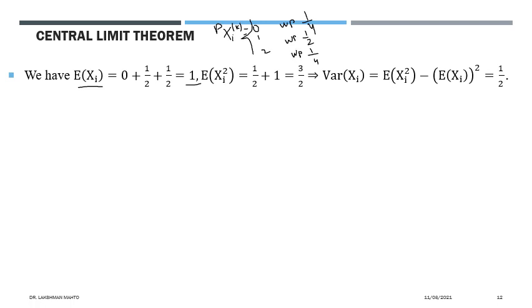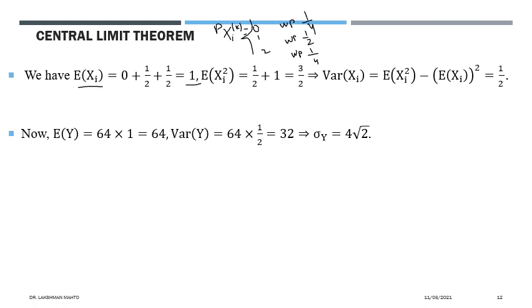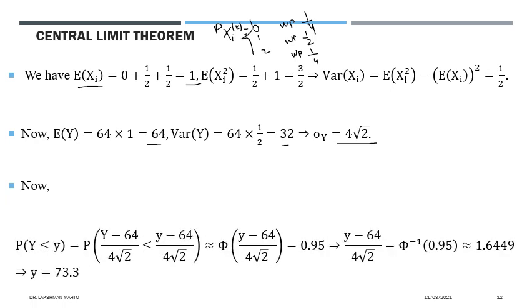So we see that the mean of Xi is 1 and the variance of Xi is 1/2. Using this, we can calculate the mean of Y. Since the Xi are independent and identically distributed, the mean of Y would be 64 times the mean of Xi. That one is 1, so the mean of Y is equal to 64. Likewise, the variance is equal to 32, and hence the standard deviation of Y is 4 times the square root of 2. So we have information about the mean and variance of Y, but we don't know the distribution. So we will talk about convergence in distribution to standard normal random variables.